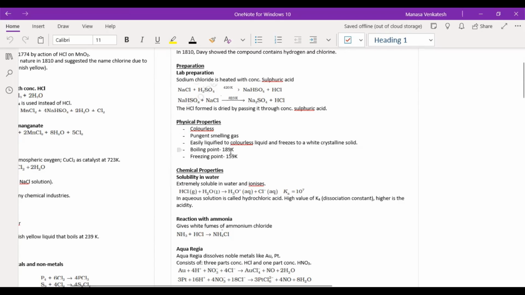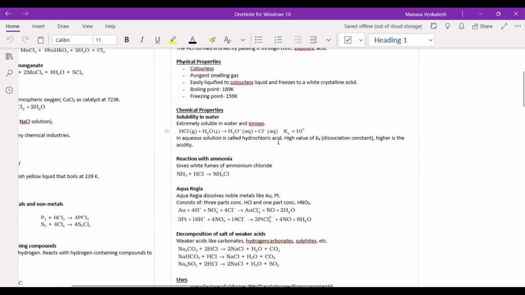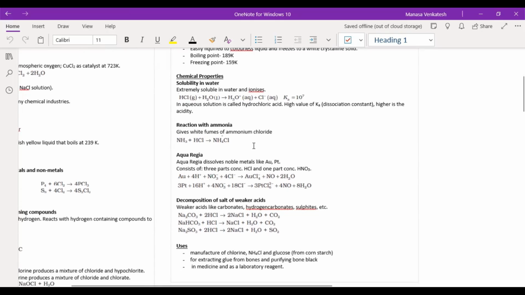crystalline solid. Its freezing point is 159 Kelvin and its boiling point is 189 Kelvin. It's soluble in water and it ionizes, and its Ka value for dissociation is very high. So because its dissociation constant is high, it is very acidic in nature. On reaction with ammonia, it gives ammonium chloride.